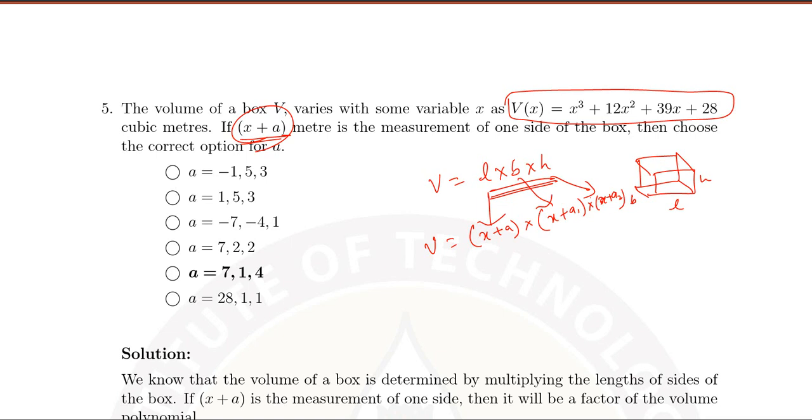And we also got to know with this intuition that the sides are nothing but what? The factors of V of x, correct? So we can use this knowledge and factorize V of x and get its various factors, and that will represent its length, breadth and height, correct? So let's factorize this. It is given to us V of x is equal to x cube plus 12x square plus 39x plus 28.